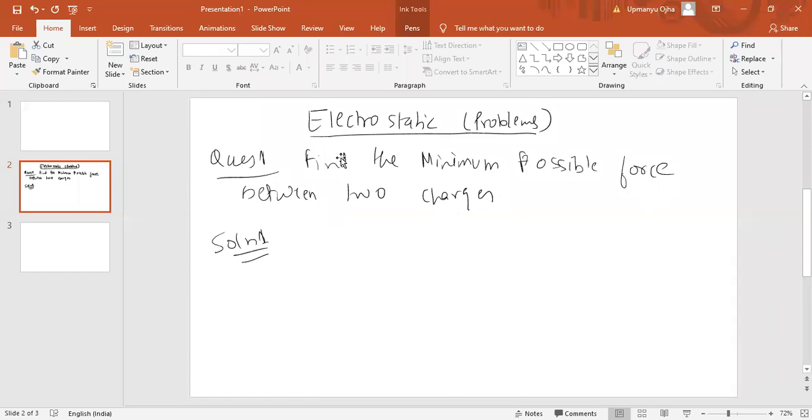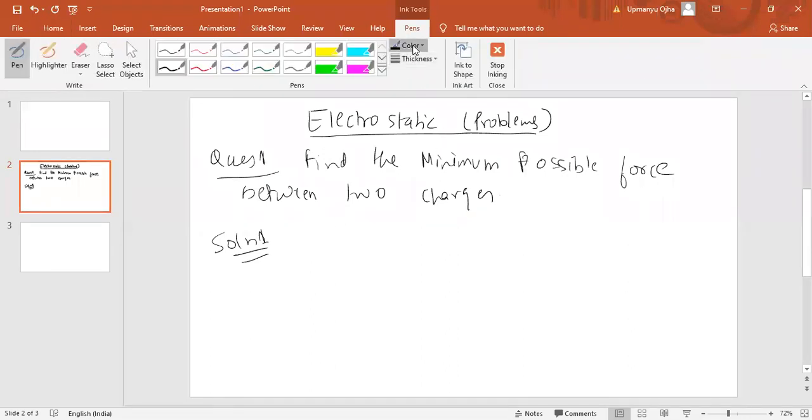I hope most of you have got the answer. So let us try this problem. What is the minimum charge present? What is the magnitude of the minimum charge? The minimum charge which is present is the electron.